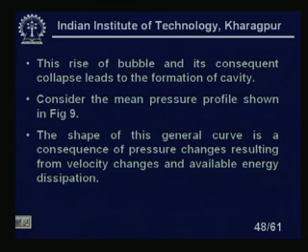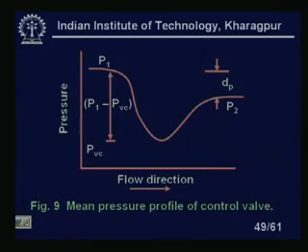The shape of this general curve is a consequence of the pressure changes resulting from the velocity changes and the available energy dissipation. There is energy dissipation inside the pipe, and the shape of the general curve is a consequence of pressure changes, velocity changes and the dissipation. This you can see, the mean pressure profile of a control valve.